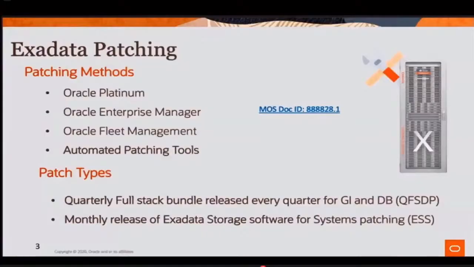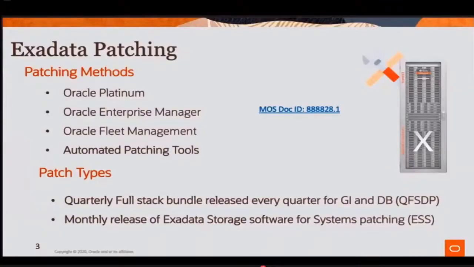Oracle releases patches for Exadata in two sets. One is the quarterly full stack bundle, as the name suggests, which is released once a quarter, and will have the infrastructure patches, grid, and database home patch within it. The infrastructure patch, called the ESS patch, is released on a monthly cycle for systems patching.